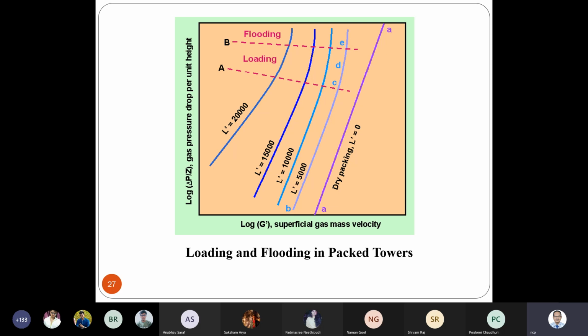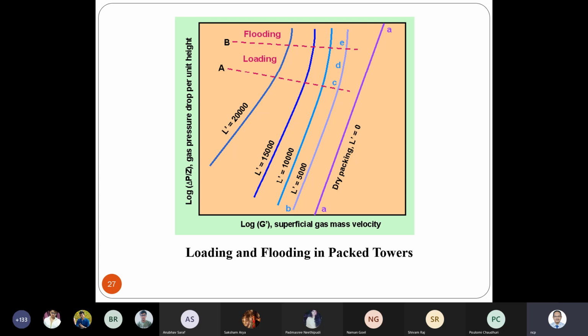Then one important thing that is noticed during the operation of these packed towers is called loading and flooding in packed towers. So basically, that's the same flooding we have observed in the case of tray towers, but packed towers are also suspected to be flooded in some situations.